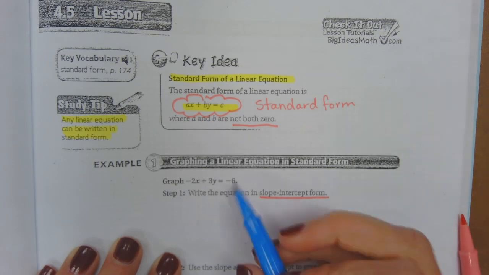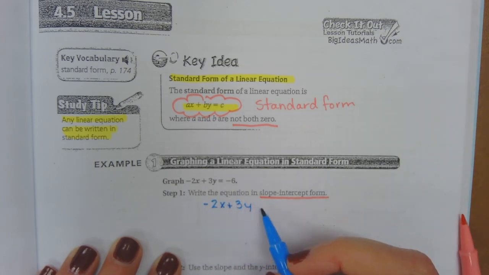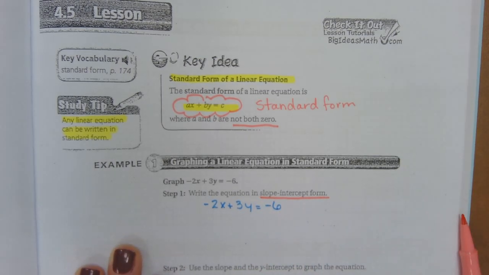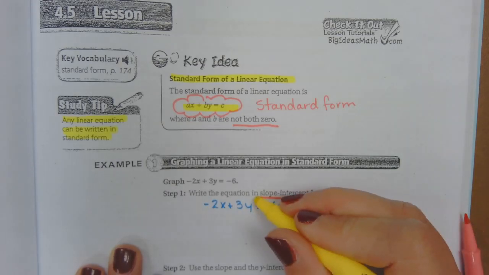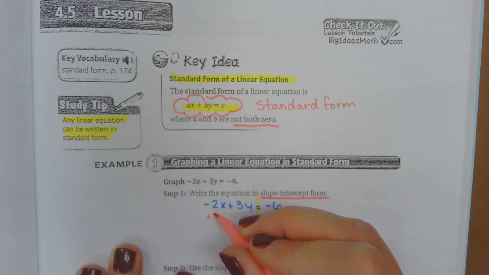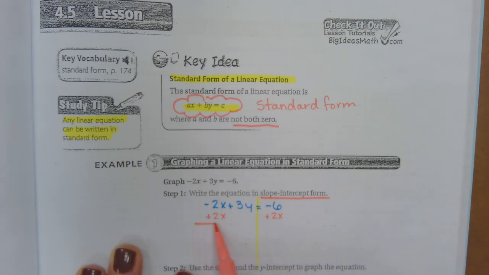So we're going to take our equation, negative 2x plus 3y equals negative 6. And we've already done this when we learned how to solve for y. So we want to get this so that y is all by itself. So what would be the first thing that I would need to do to get y by itself? Yep, add 2x to both sides. Okay, and when I do that, that gets rid of those.